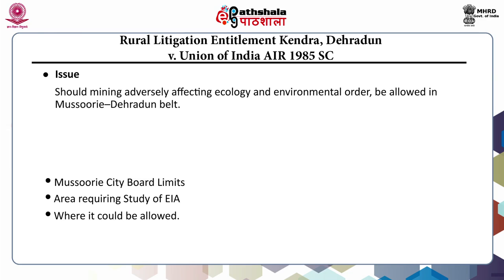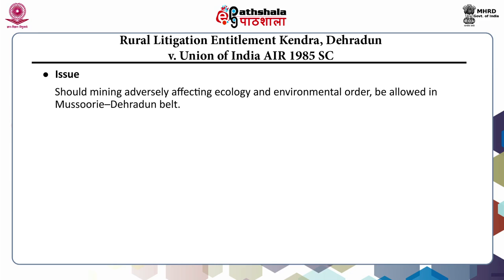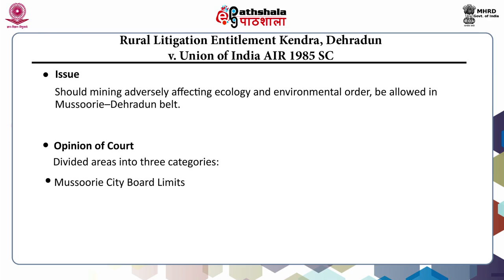Reason being, this was the first case in the domain of environmental jurisprudence when the Supreme Court treated a letter as a writ petition. Treating this letter as a writ petition, questioning the mining in the Mussoorie-Dehradun belt in Uttarakhand, whether mining should be allowed, the Supreme Court, taking note of the mining areas, divided the areas into three categories. First, the areas falling under Mussoorie City Board limits, and that required a study of environment impact assessment. And second was whether it could be allowed.